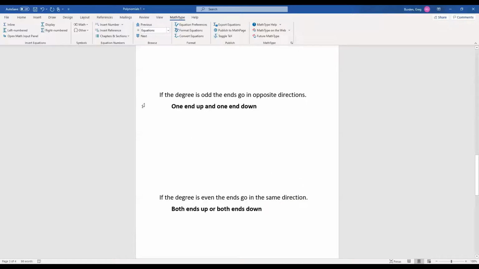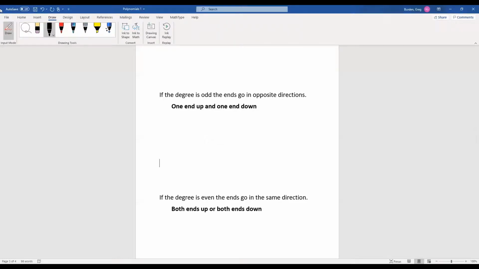And then to try to clarify what I mean by that, I'll maybe draw a picture. If the degree is odd, the ends go in opposite directions. What I mean by that is one end is going to go up and one's down. So you might have it going up to the right and down to the left. For this, you can think of a linear function. The degree is odd. And of course, the slope means that as you look at it from left to right, it's either going up or down. The ends are going in opposite directions.